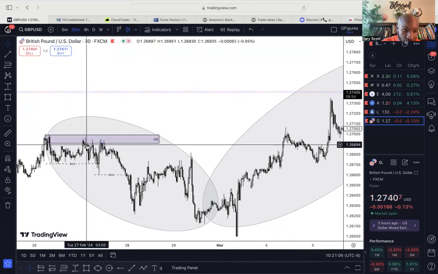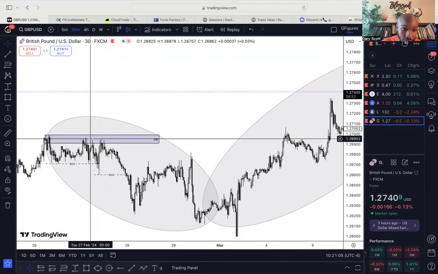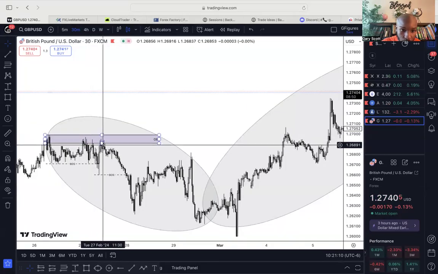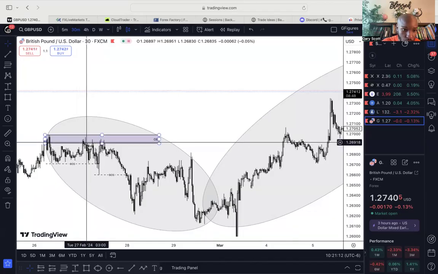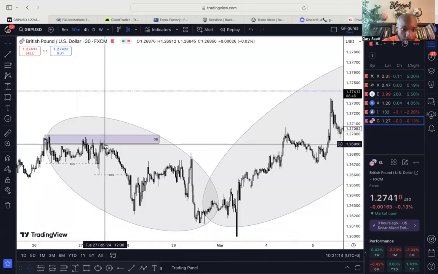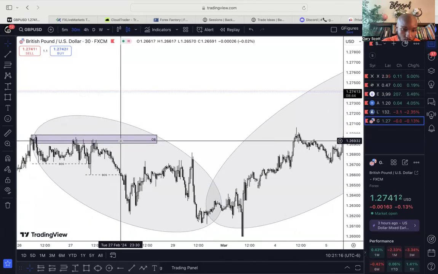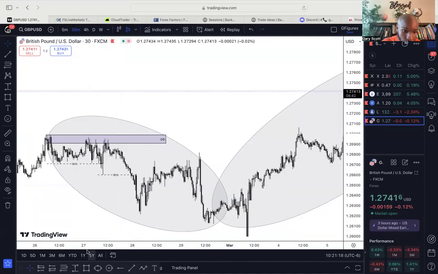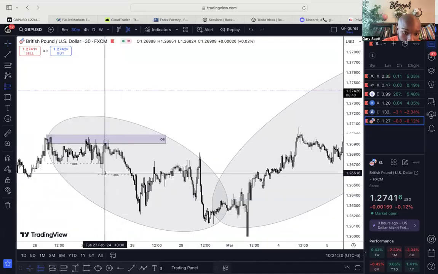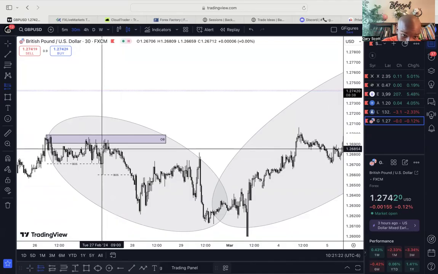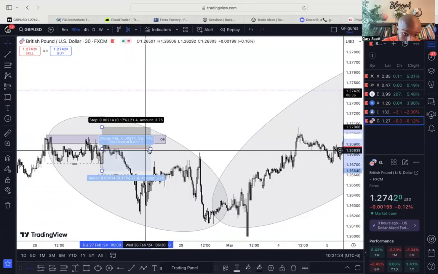All right. We see how price is wicking off at this level, but it's also closing below, right? We want to see candles close below. We want to see bearish candles close below. And we got just that, right? If we're looking at this, we got a candle that closed below here, right?